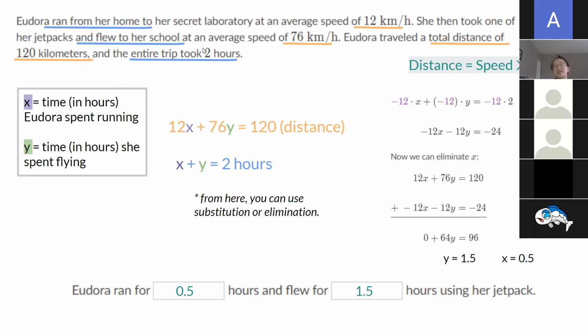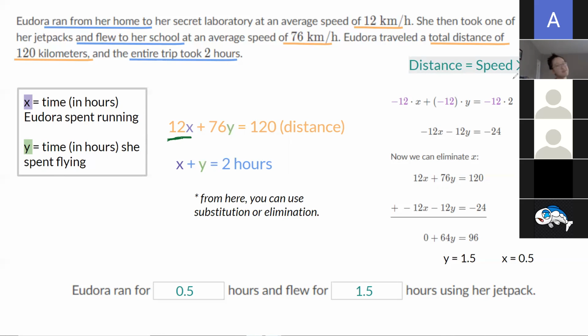From the first sentence, where it says Eudora ran from home at an average speed of 12 kilometers per hour, that's where we get the 12 in our first equation, 12x, and then plus 76y. That 76, specifically, is the average speed where she flew. So that's where we get the y from, and then equals 120, which is our distance. Does that make sense?